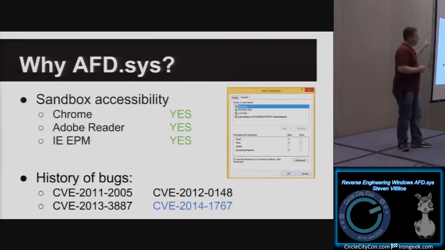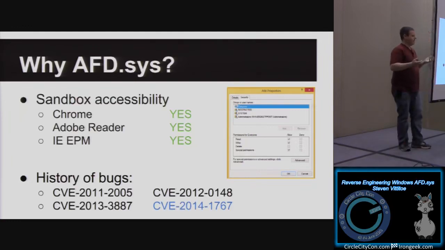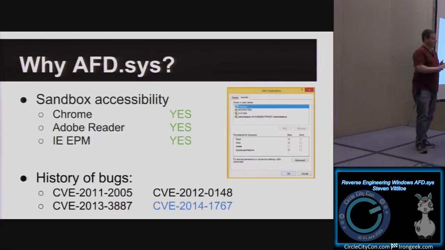But this device that is created by this driver, so drivers create devices that you can talk to, like a file. You could do CreateFile on \Device\AFD\anything you want, give it a context or a namespace at the end. And it would let you open that file, and then you could interact with it as you would any other thing on your system. And this device that is created by AFD is accessible from every sandbox that we looked at. So the Chrome sandbox, the Internet Explorer Enhanced Protected Mode sandbox, the Adobe Reader sandbox, and the default restrictions on it.